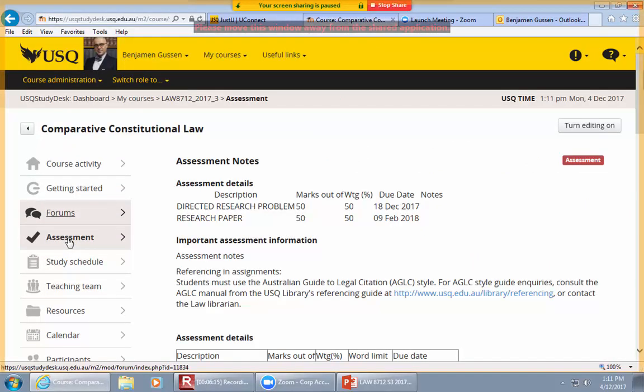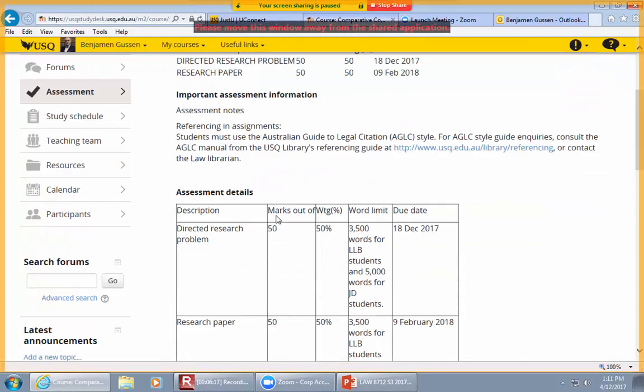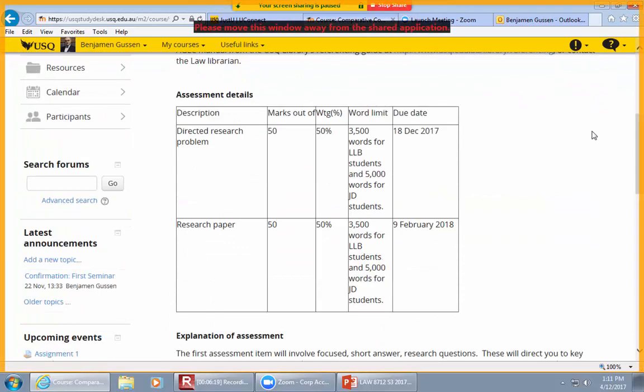So under the assessments tab, you'll find the assessment details, and it talks about the first assessment, as we said, and it says a directed research problem, and you have 3,500 words if you are an LLB student. As usual, this is plus or minus 10%, the plus usually, and 5,000 words for the JD students. Same thing for the research paper.